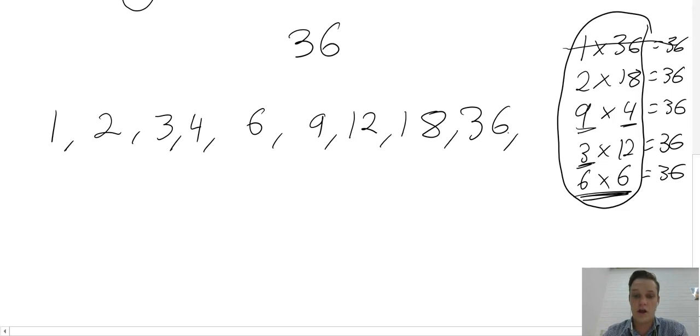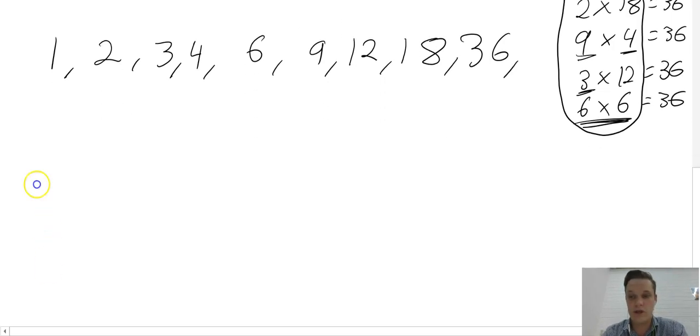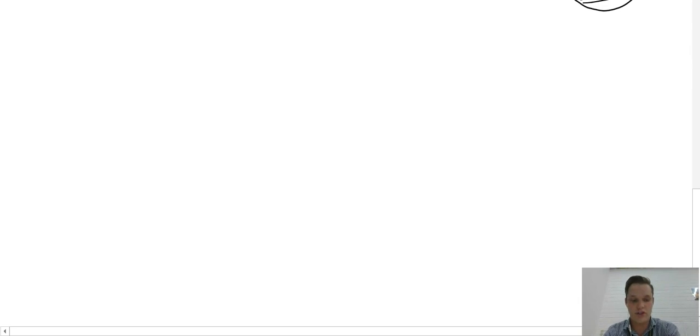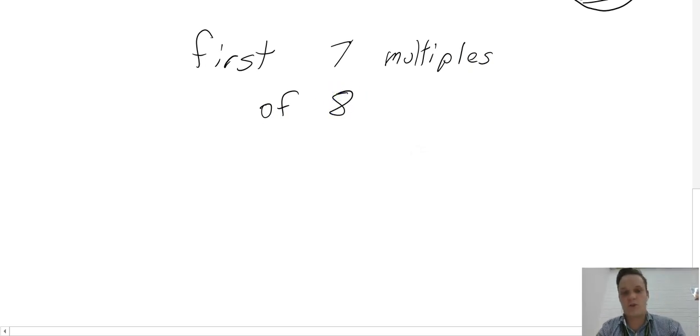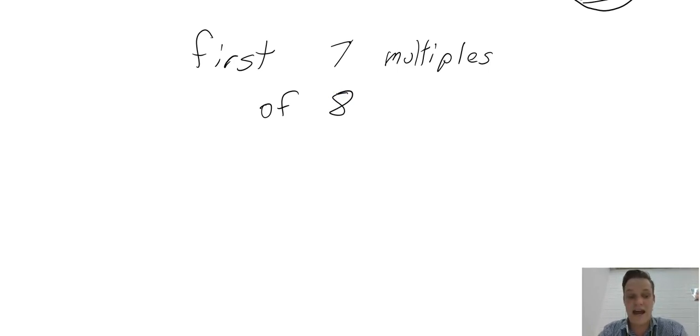Super simple stuff. All right, so now what I want you to do is I want you to go away, get a piece of paper, and work out, I want you to list the first, let's do a random number, let's go 7 first 7 multiples, not factors. Let's do multiples of, let's go our 8s, because 8 times tables are a bit tricky. So I want you to go get a piece of paper, show me the first 7 multiples of 8.